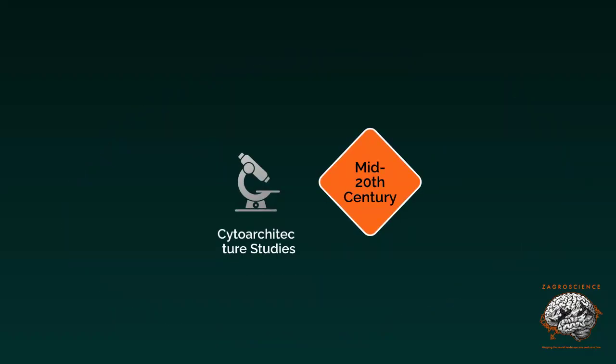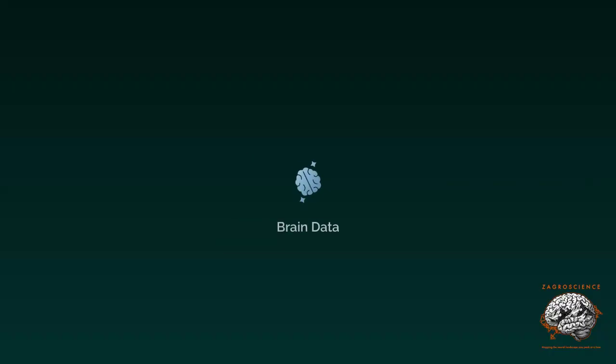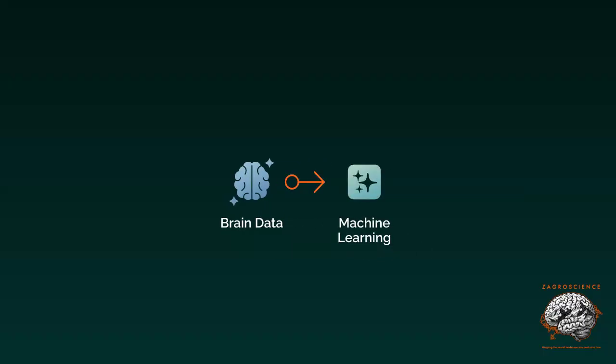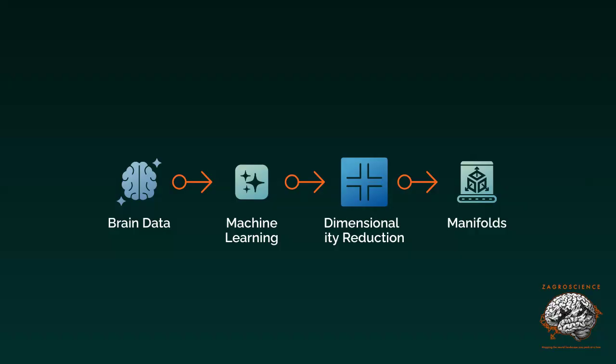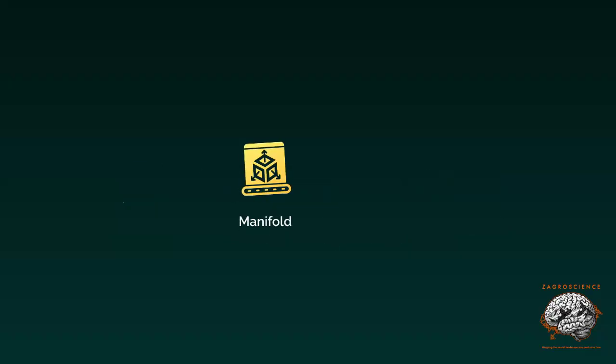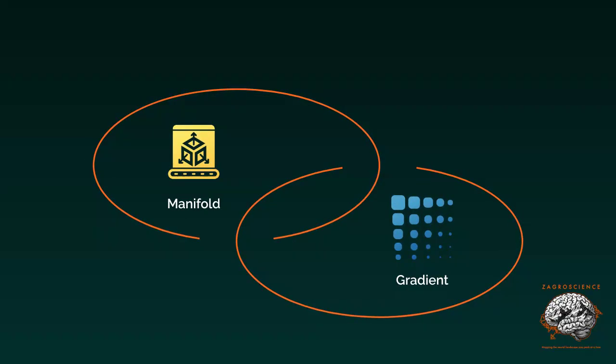Early hints of gradual brain transitions came from mid-20th century studies examining cellular structure in human and primate brains after death. Today, researchers feed large brain datasets into machine learning algorithms that simplify the complexity, producing streamlined components called manifolds arranged by importance. Each manifold becomes what neuroscientists call a gradient, which can be color-coded onto brain maps to show how features gradually shift from one area to another.